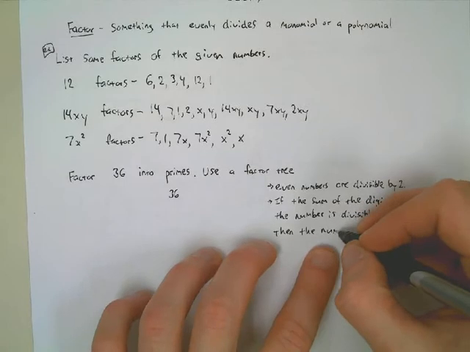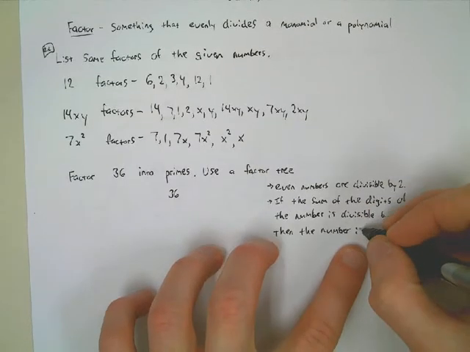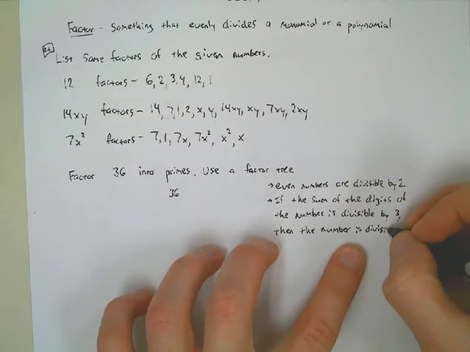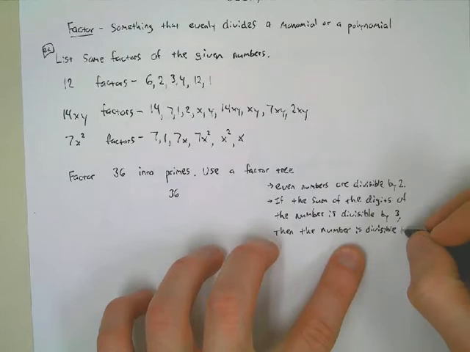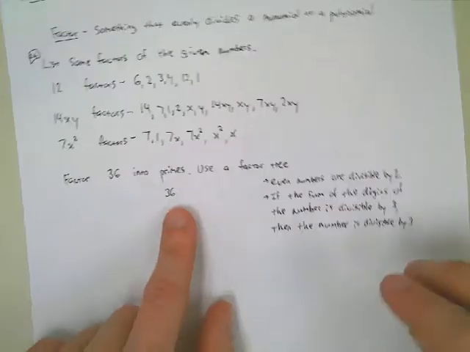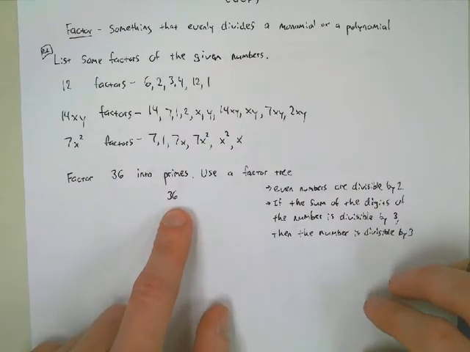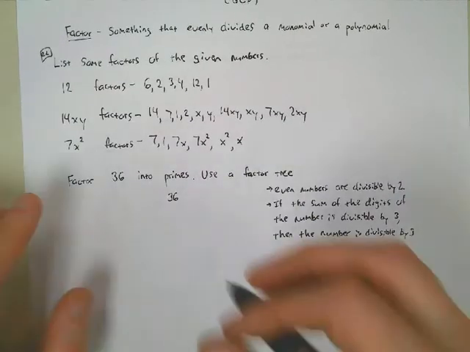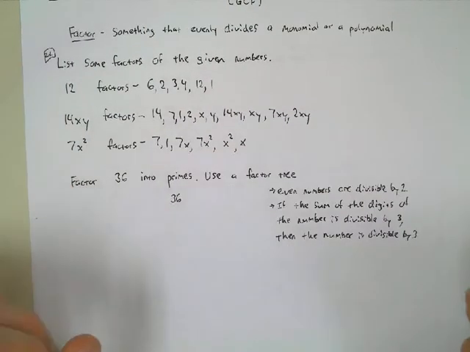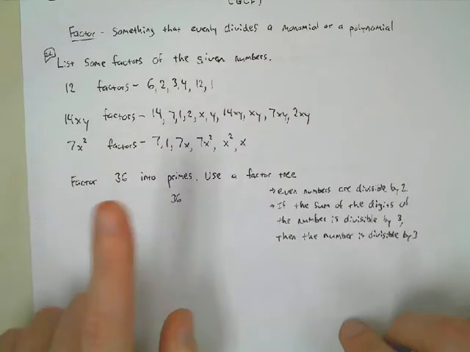It's helpful because that way it's less guessing and checking. I can look here and see 3 plus 6 is 9, 9 is divisible by 3, so 36 will divide by 3. So I know that I can break it down into 3 and something else. Oh, yeah, sorry, I'm talking about this one.